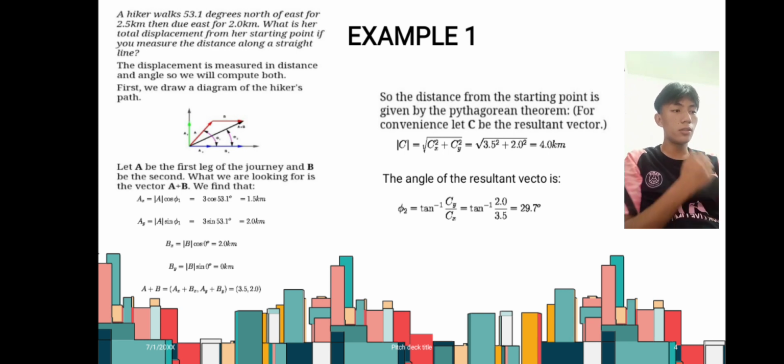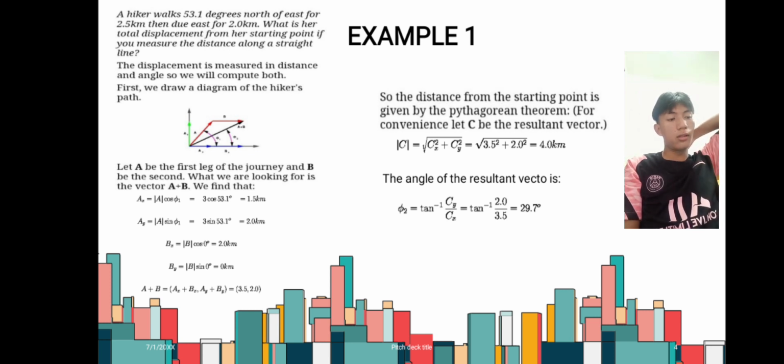Example number one. The question is, what is her total displacement from her starting point if you measure the distance along a straight line? For this question, we will let A be the first leg of the journey and B the second. What we are looking for is vector A plus B. We find that Ax equals A cos theta 1, which is 3 cos 53.1 degrees, and equals 1.5 kilometers. Then we find Ay. Ay is equal to A sin theta 1, equal to 3 sin 53.1 degrees. And then the answer is 2.0 kilometers.